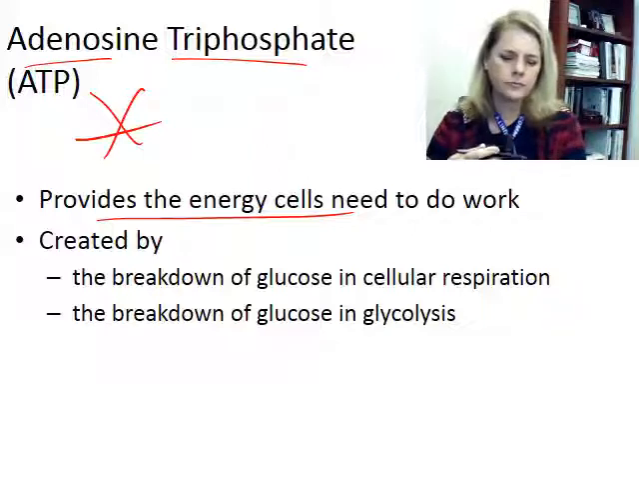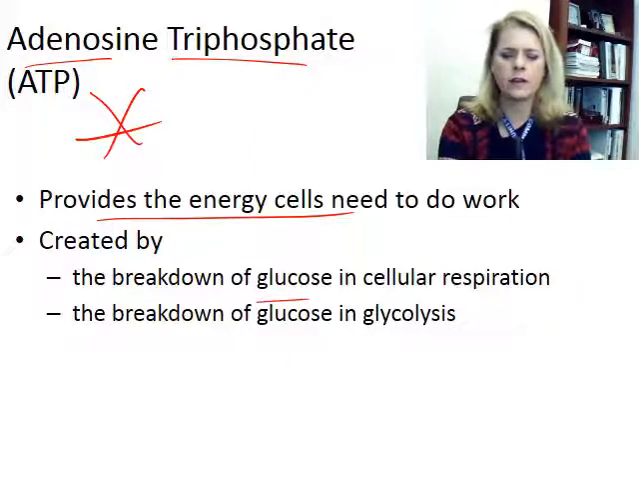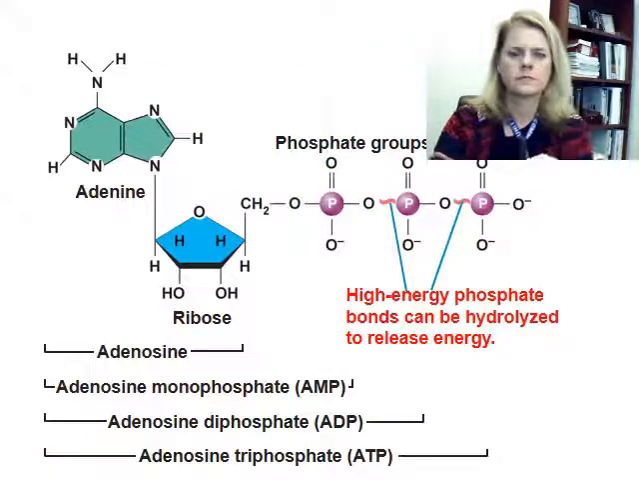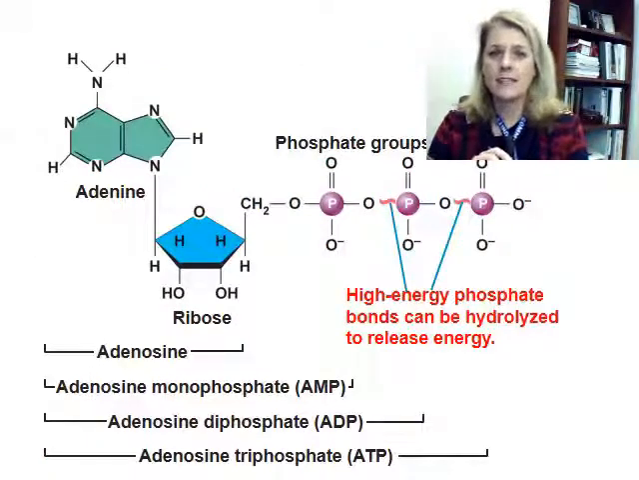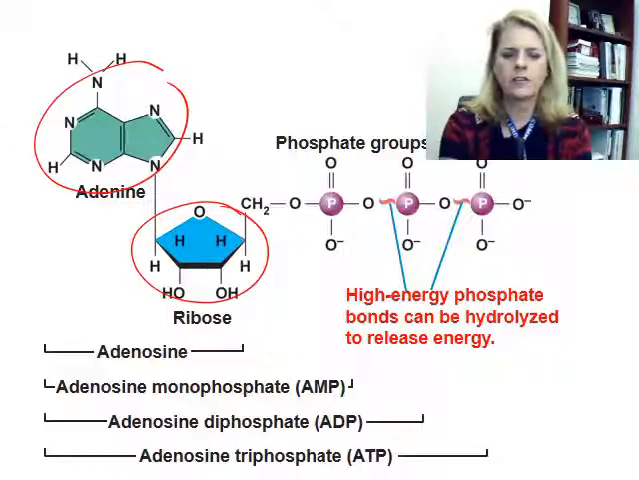And we can do that by making, we can break down glucose using cellular respiration, or we can break it down using glycolysis. And we're going to talk about what that means in the next cell biology section of the course. But ATP is basically the form of energy that we use. Okay, so this is what ATP looks like. It has an adenine, adenosine. It has a sugar, ribose, and then it has phosphate groups.